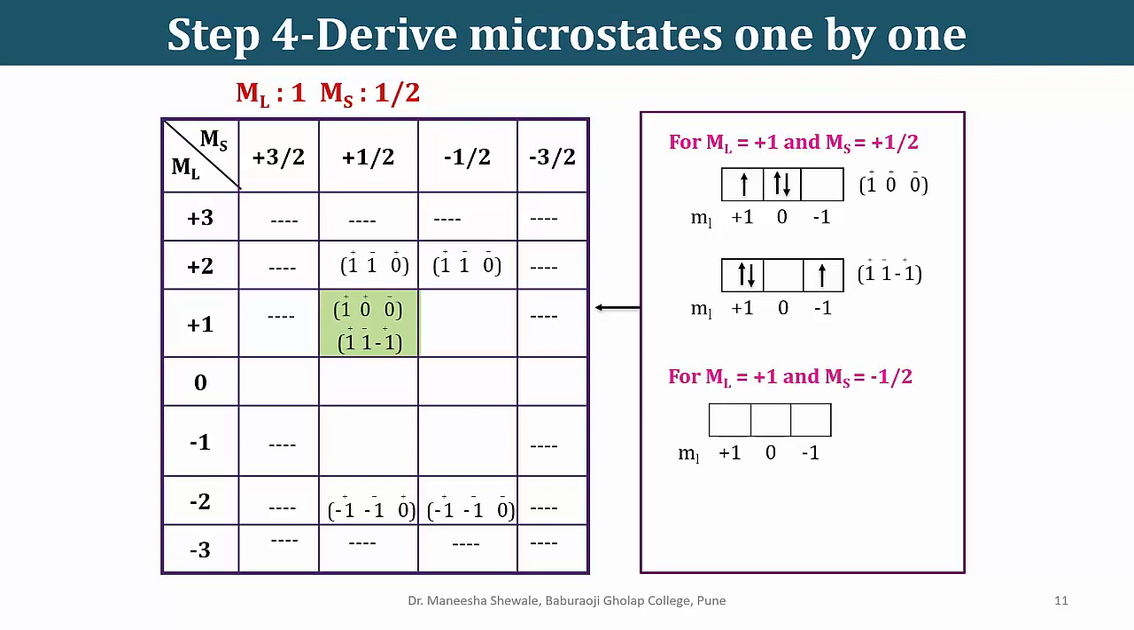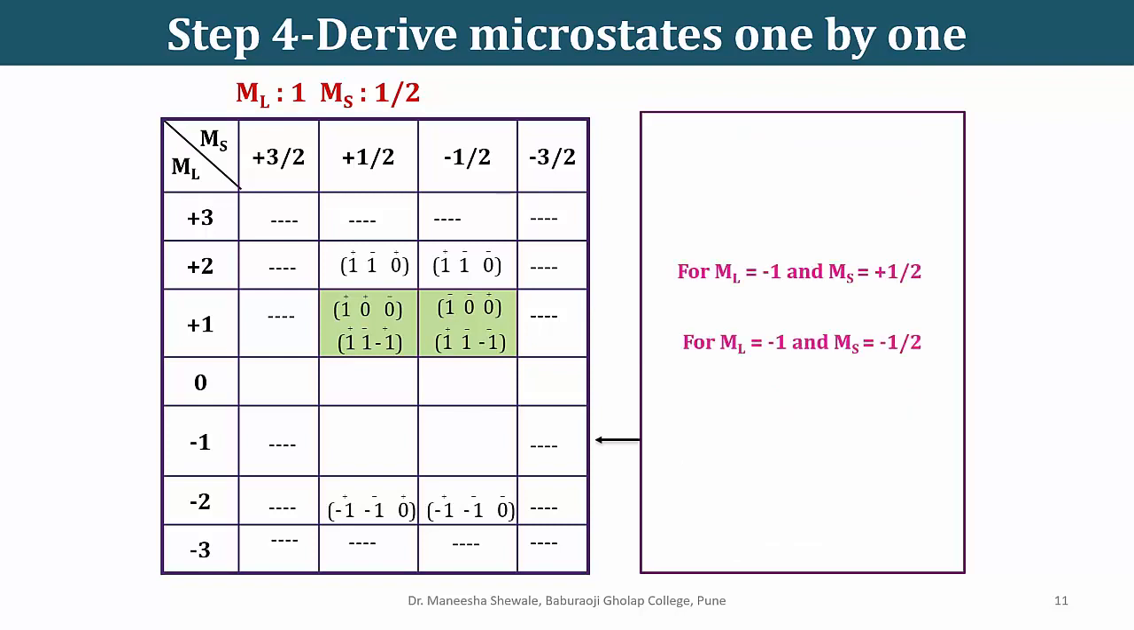Then for Ml 1 and Ms minus half. So here 2 electrons with the spin minus half. The microstate here is 1, 0, 0 minus minus plus. The second way in which the electrons can be filled is where the microstate is 1, 1, minus 1 plus minus minus. Now similarly on the lower side where Ml is minus 1 and Ms is plus half or minus half, we can show the microstates. So the 4 microstates can be shown here.